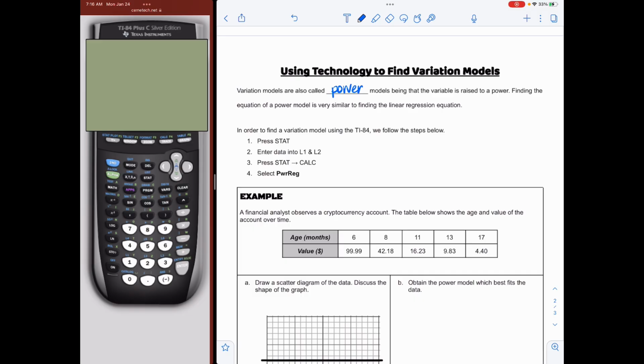You are going to press stat, then you are going to enter in your data into L1 and L2. Remember, X values are independent variables going to L1, Y values are dependent variables going to L2. Once you put your data in, then you're going to press stat and go over to calculate, and then you're going to select power regression.